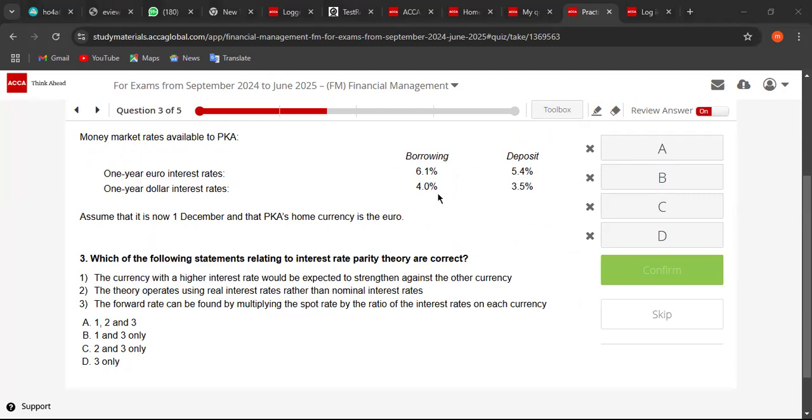Now, which of the following statements relating to interest rate parity theory are correct? The currency with a higher interest rate would be expected to strengthen against the other currency. Now, one more concept which I am telling you people, guys, one thing which everyone has to remember. For example, today's rate is 200 rupees per dollar, and then this rate is going to be 250 rupees per dollar.